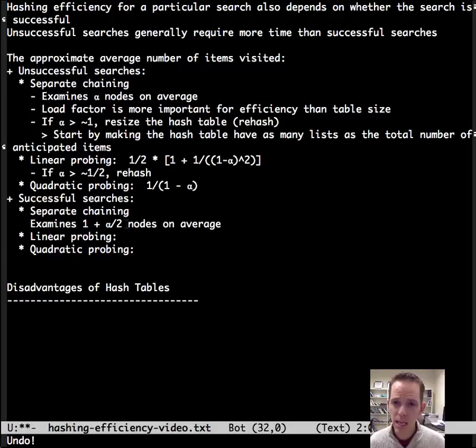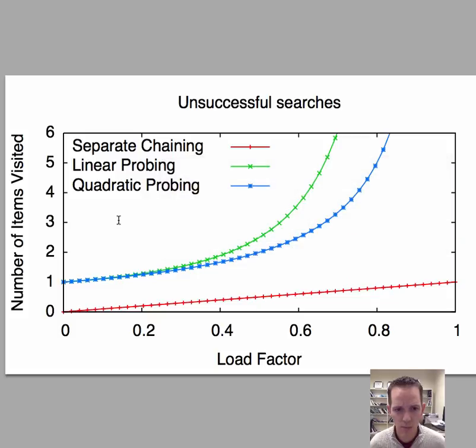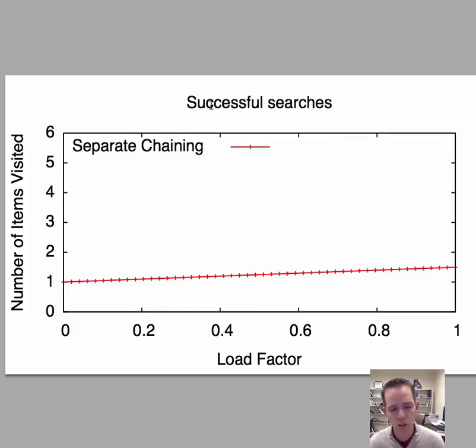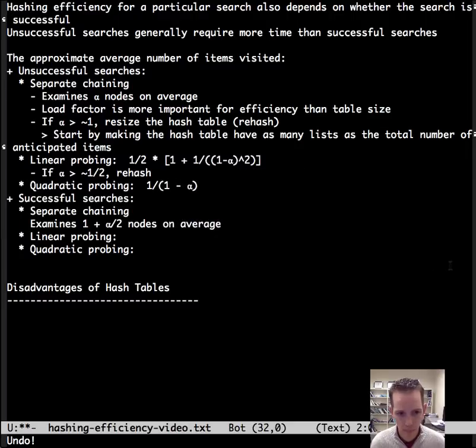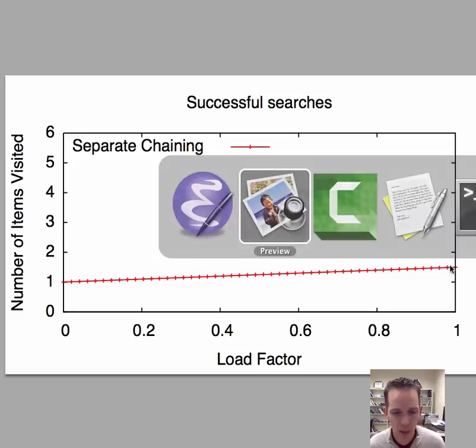Well, how long is the list? On average, it's alpha in length. So halfway through is alpha over 2. Let's add that to our table. Okay, successful searches: we do at least one comparison, and it goes up linearly, halfway through the list. Looks pretty good. Now let's look at linear probing and quadratic probing.